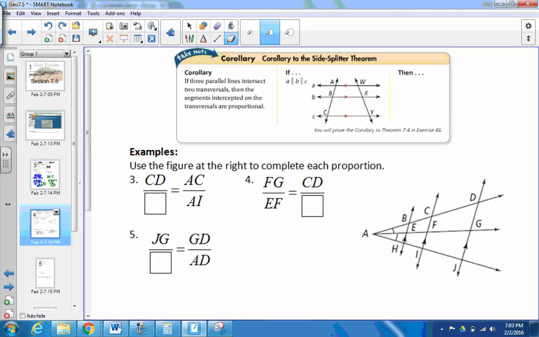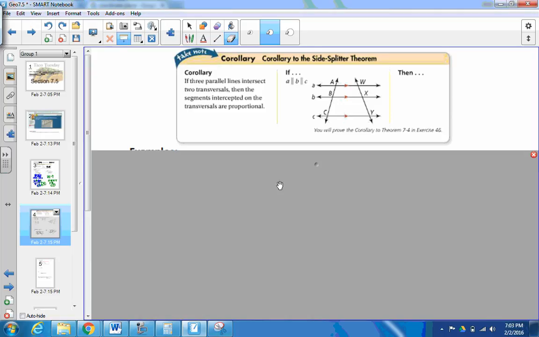All right, we're going to go on to a corollary that comes from that. This corollary states that if three parallel lines intersect two transversals, then the segments intercepted on the transversals are proportional. So if we have that lines A, B, and C are all parallel to each other, then we can say that the ratio AB to BC would be equal to WX to XY. This is a really bad Y.